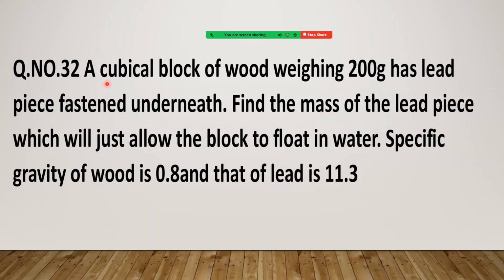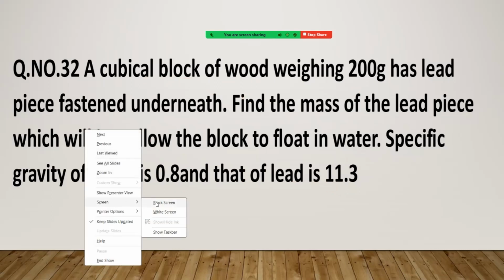Right. So the question given: a cubical block of wood weighing 200 gram has a lead piece fastened underneath. Underneath means below. Find the mass of the lead piece which will just allow the block to float in water. So again, same condition, floating. Floating means weight must be balanced by the buoyancy force. Given specific gravity of wood is 0.8, and that of lead is 11.3. So the block weight is 200 gram. Let us see the calculation part.